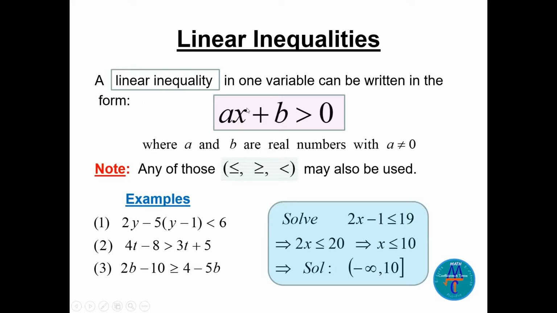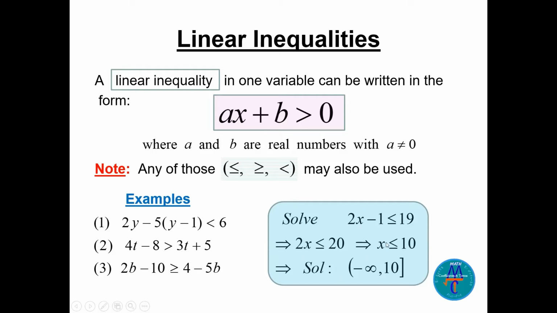Linear inequalities. A linear inequality in one variable can be written like this: ax plus b greater than or equal to 0. We can say less than or equal, greater than or equal, or less than. It doesn't matter which symbol you use. All of them are called linear inequalities. Remember, a and b are real numbers. These are three examples here, whether the variable is y or t or b or x.